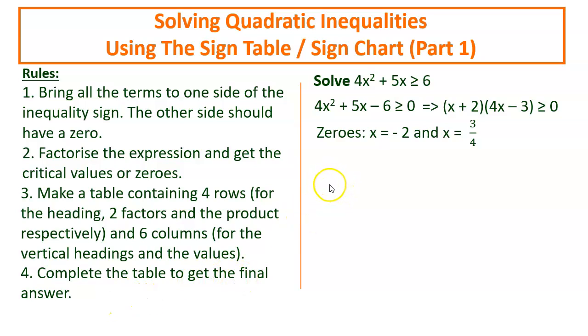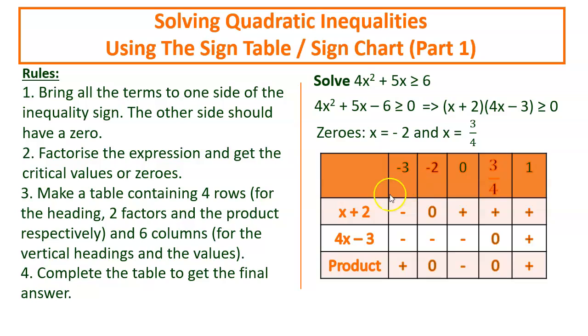Now coming to the table. This is the table. See, the vertical headings are x plus 2 and 4x minus 3, the expressions of the two linear factors, and the product. And what are the values? First of all, coming to the horizontal heading, see these two, the red colored values are the two zeros, minus 2 and 3 over 4.